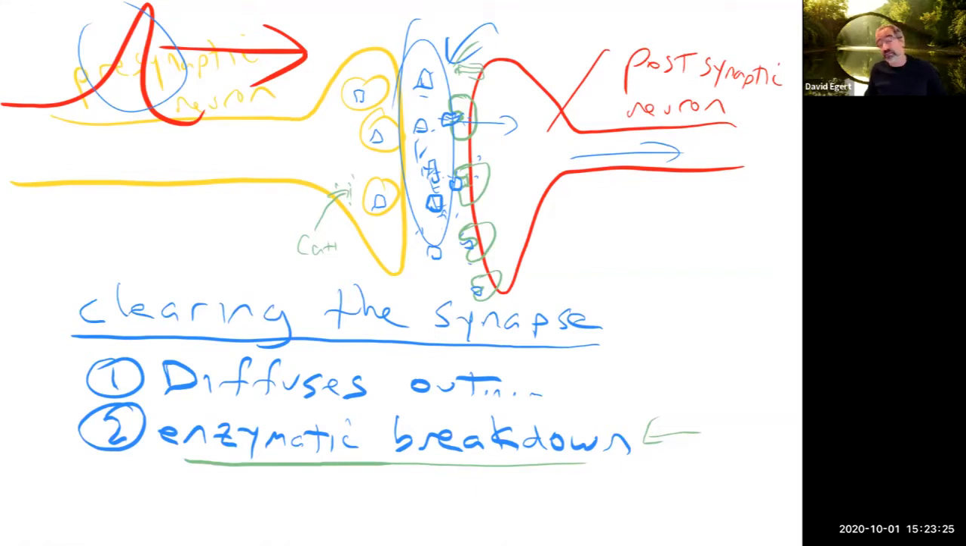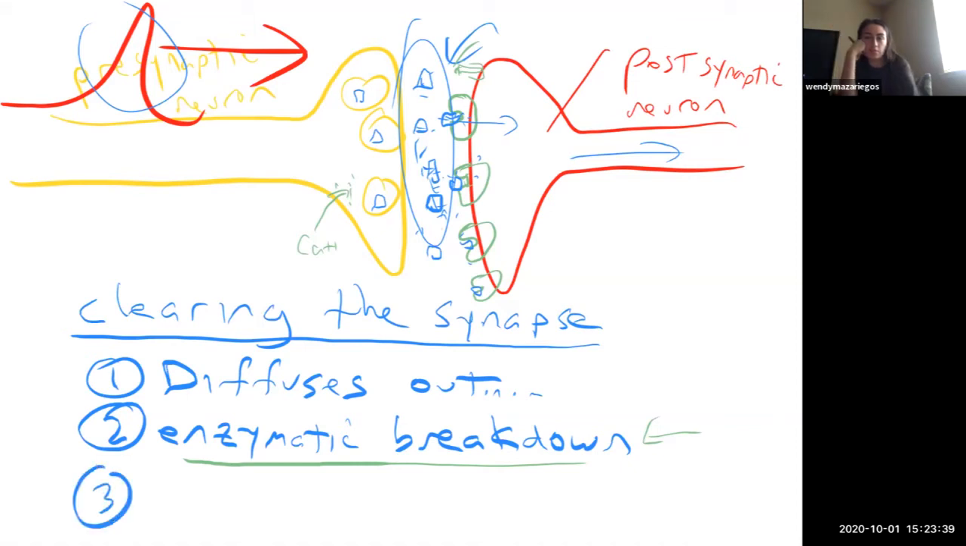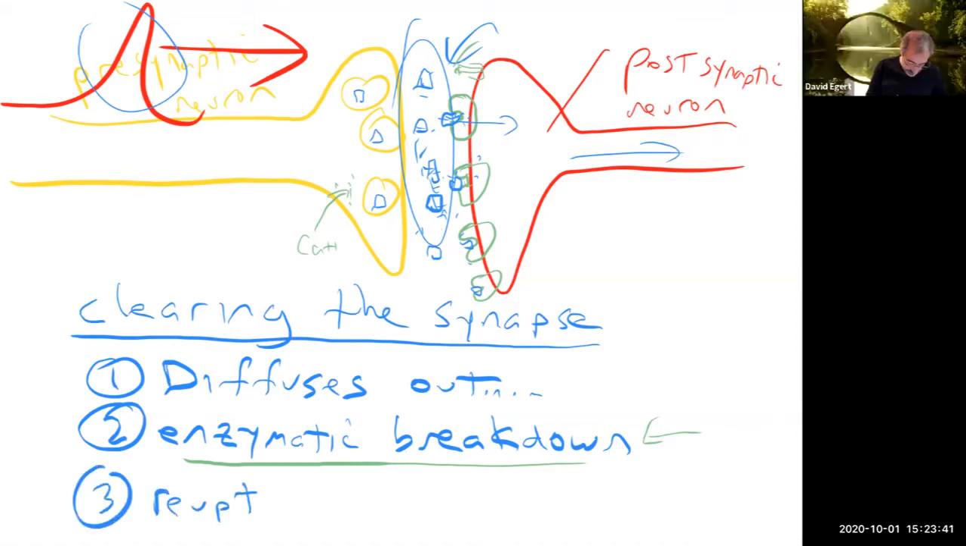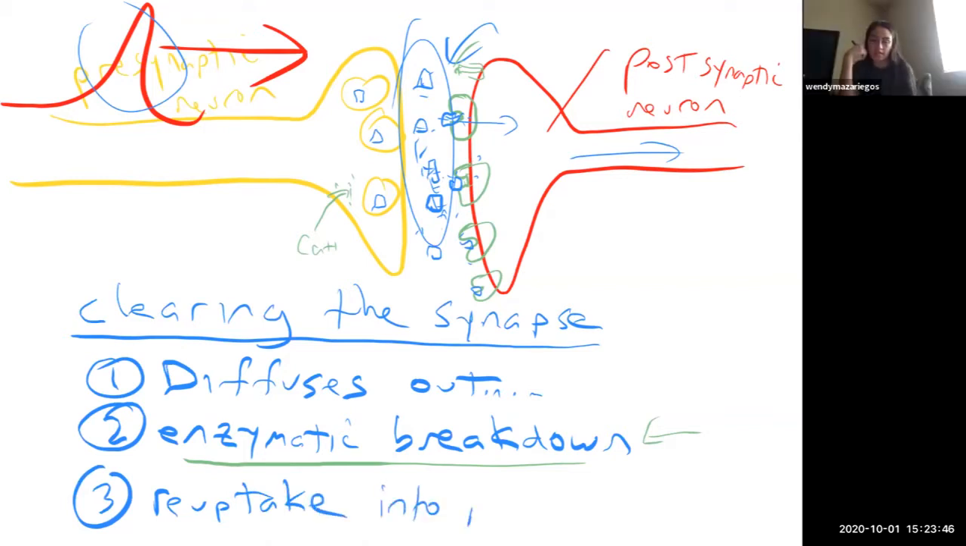You're making the stuff and then you're breaking it down. What's one other way to, Wendy? It gets back into the presynaptic terminal. Yeah, so reuptake. Reuptake into the presynaptic terminal.